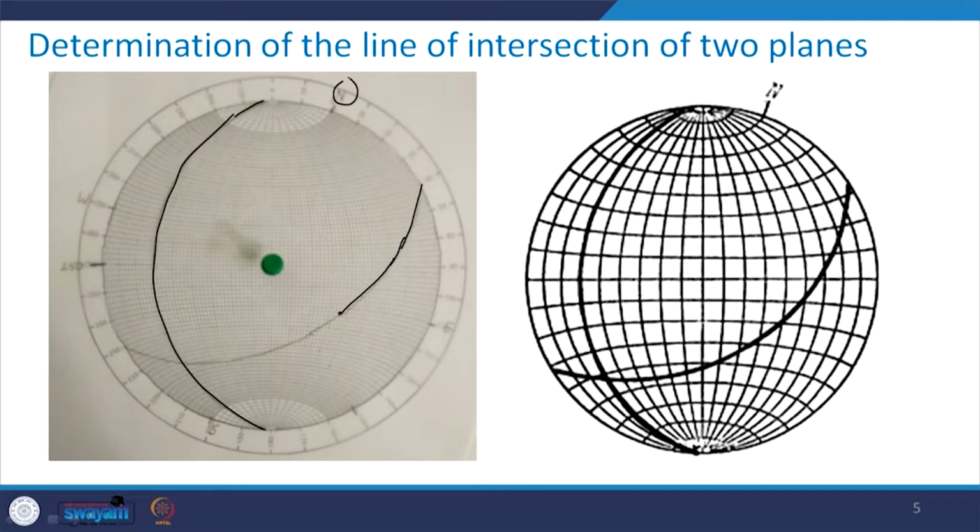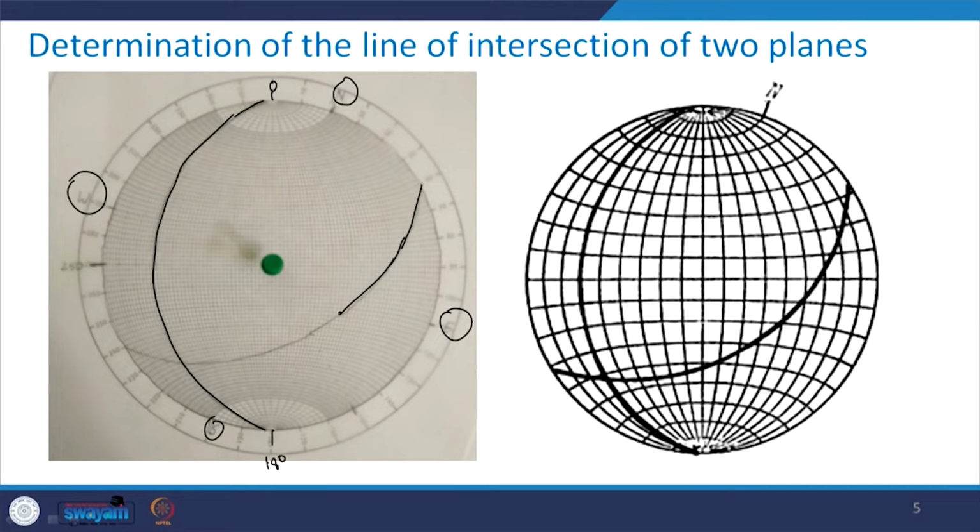So, this is how it will look. Here, your north is there, south, east and west. Keep track of this and keep that in mind. I am not rotating the stereo net. Its position is always here, like this is 0 and this is 180 degree.